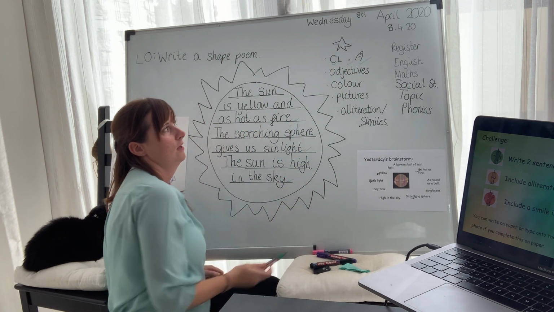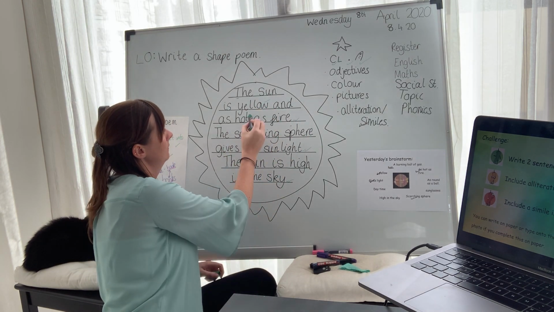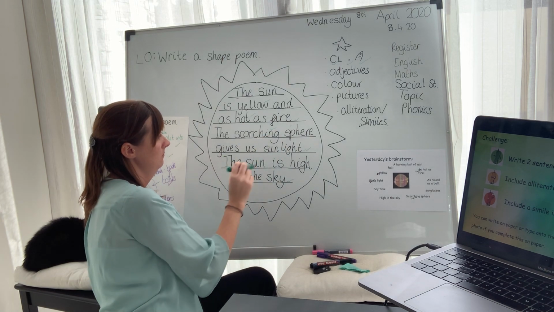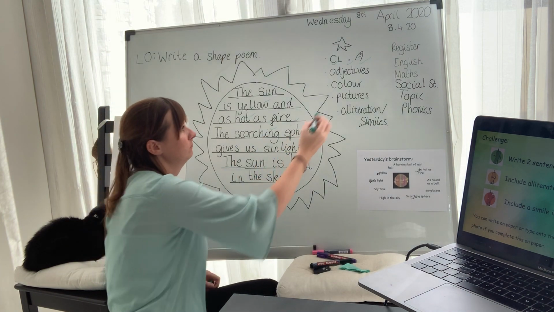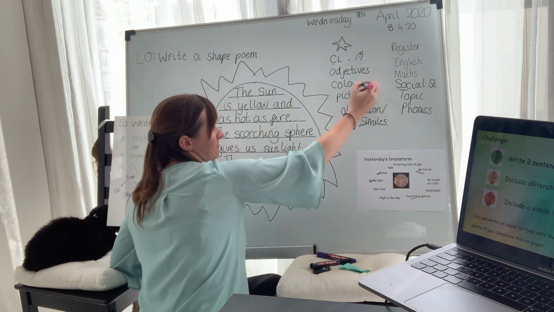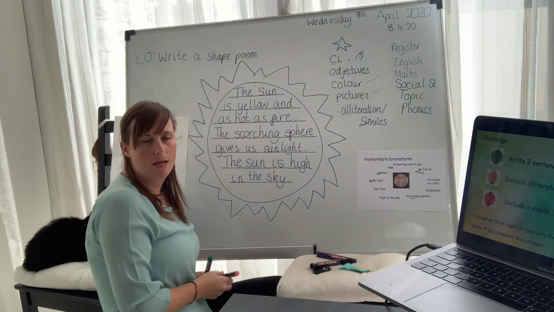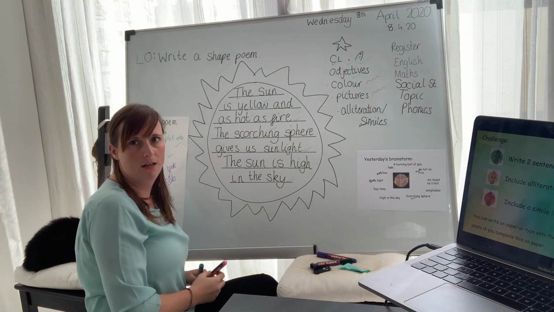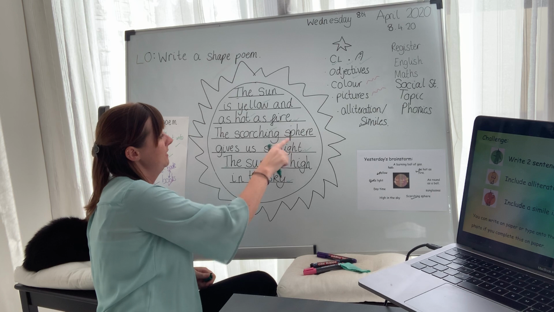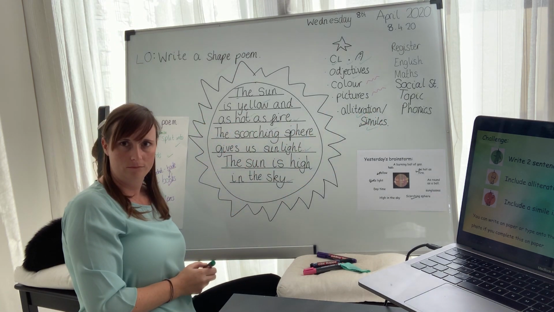Yep. Now, have I used any adjectives today? Oh, I've got yellow, I've got hot, I've got scorching. I've only got 3, but I've got some. Have I used colour? Not yet, so this is going to be my next step. And pictures are going to be my next step. I could fill up the board around the outside with those. Have I used alliteration? Well, I've got scorching sphere, sunlight. And I use similes, hot as fire.